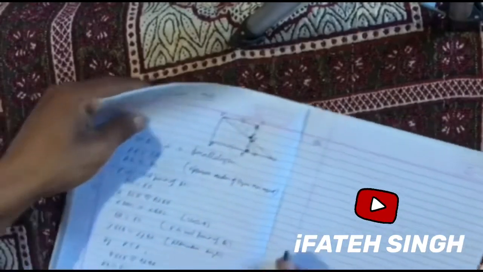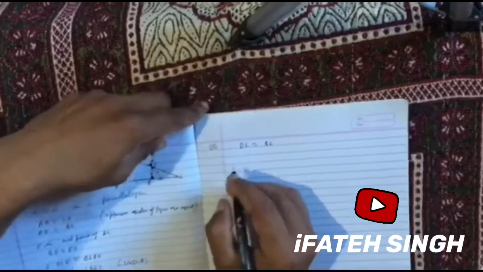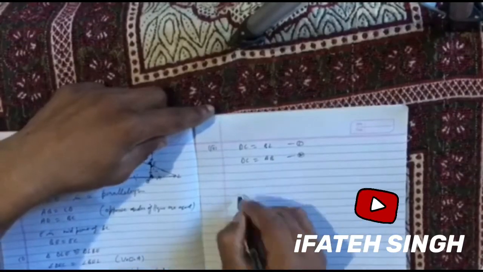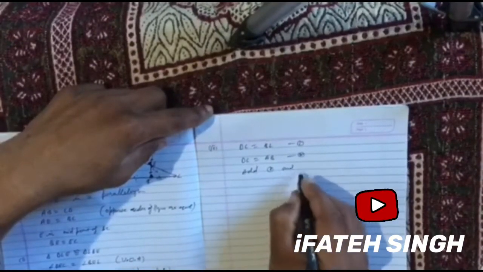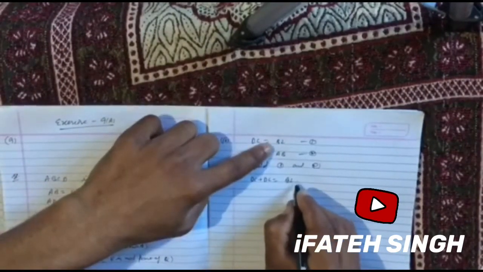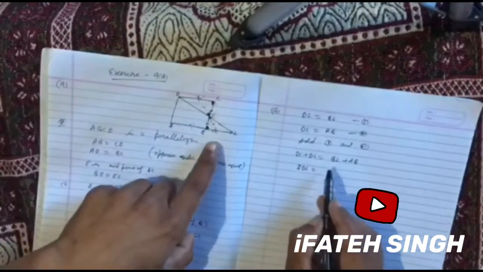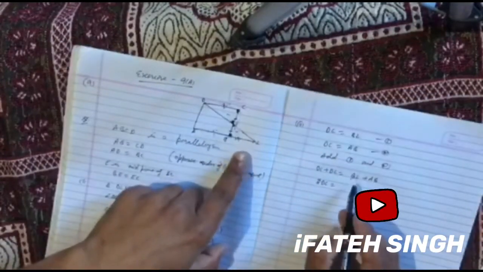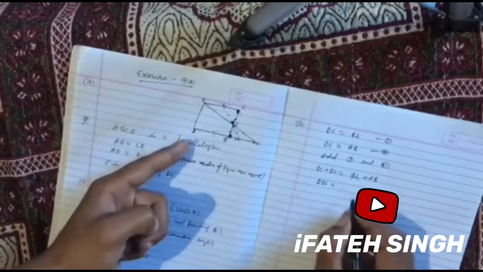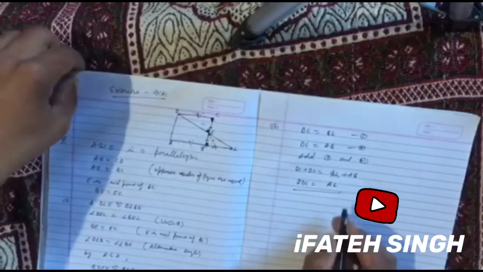And in the third part, it is already given that DC is equal to BL and DC is equal to AB. This is 1 and this is 2. Add 1 and 2. DC plus DC, 2DC. Now BL plus AB is the total side AL, and this is the solution of the 9th sum, third part.